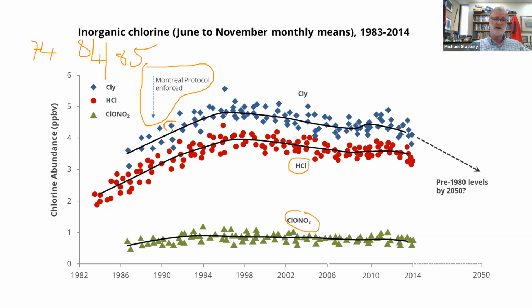The blue diamonds here are essentially the red circles and the green triangles added together. And here it's written as CLY. We refer to that as free chlorine, but the total sum of chlorine available to do the destruction. So this is 1985. You can see chlorine's going up, chlorine's going up.